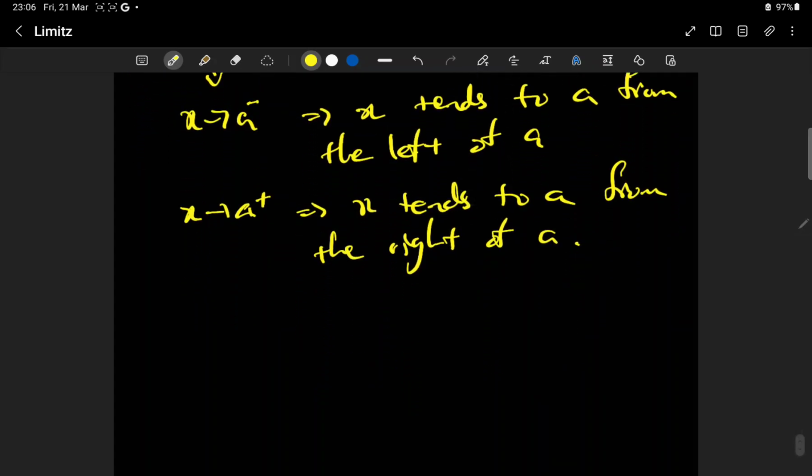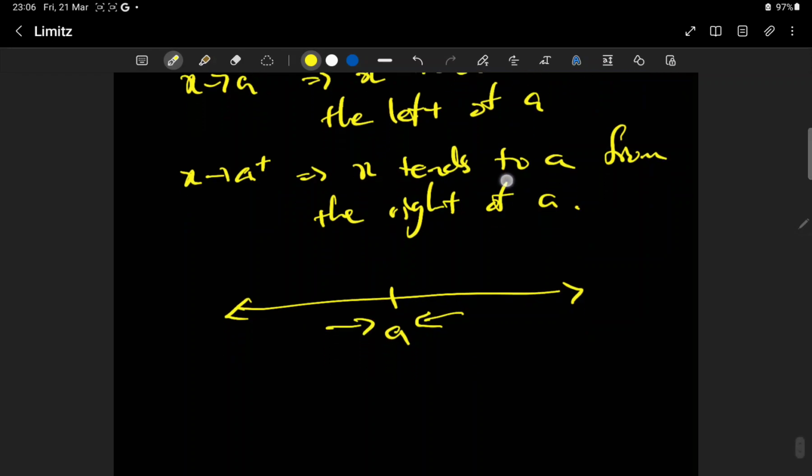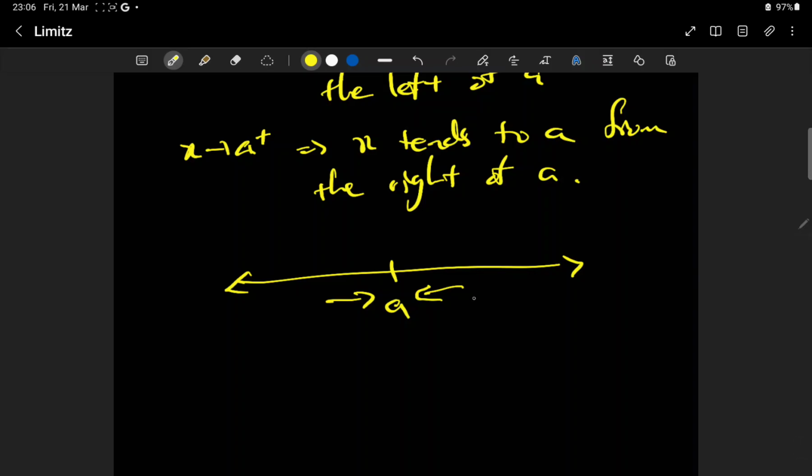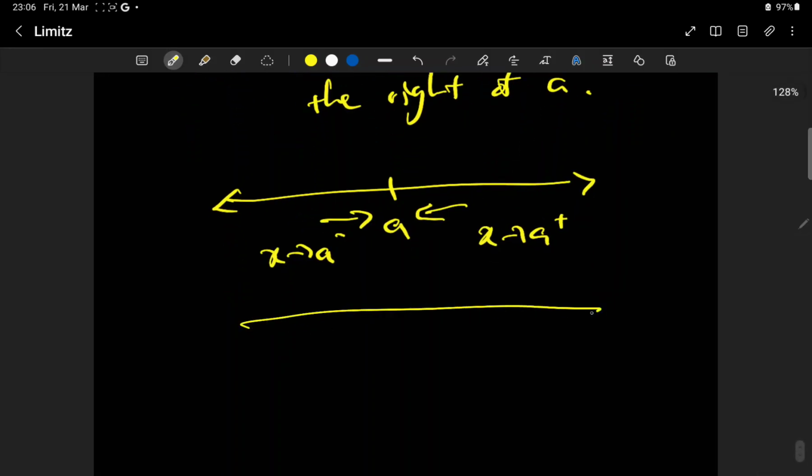So for instance, let's say that this is a on the number line. So a is some number, and obviously you can approach a from the right of a or from the left of a. This side here will be x tends to a from the right, and this side here will be x tends to a from the left. For example, if a is 2, then x tends to 2 from the right.